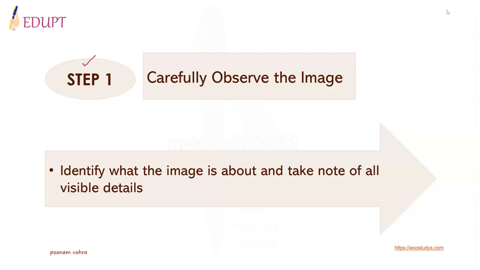Step 1. Carefully observe the image. Begin by examining the image thoroughly. Identify what the image is about and take note of any visible details or labels. For example, in a table showing GDP data, look for headings like sectors or growth rates. Also, if it is a picture of a rural market, observe elements like products, people, or infrastructure.